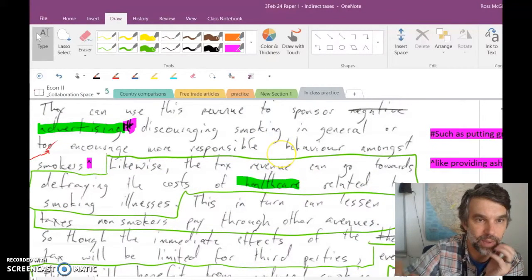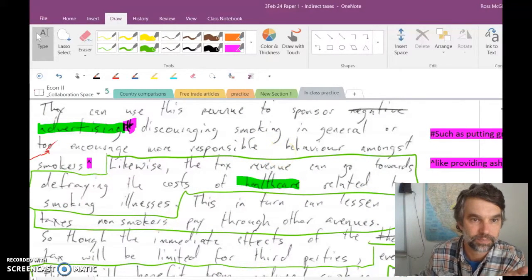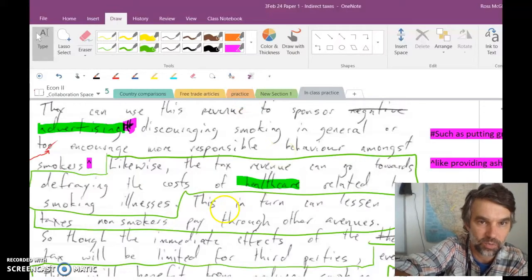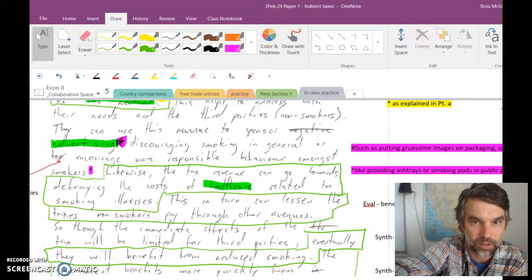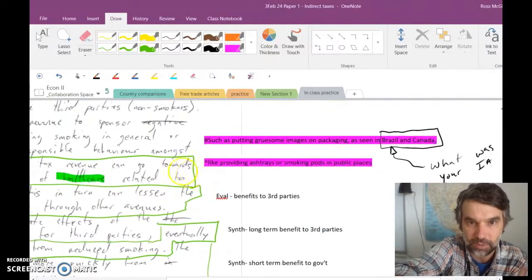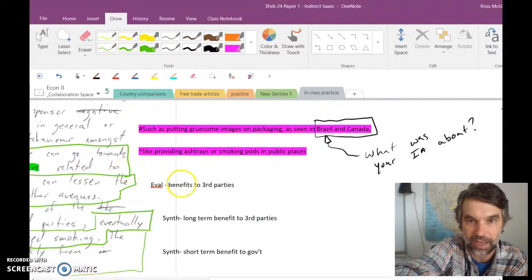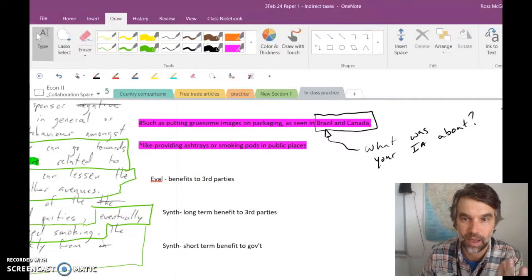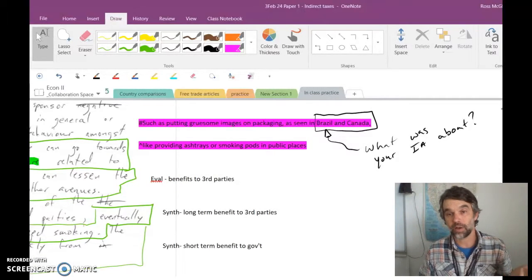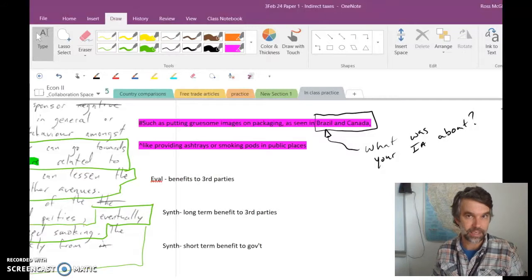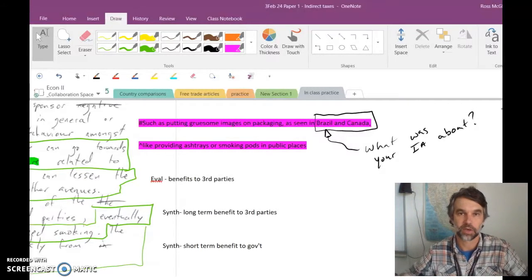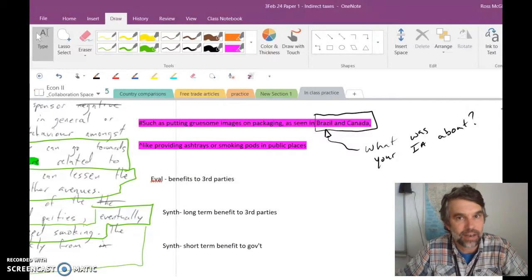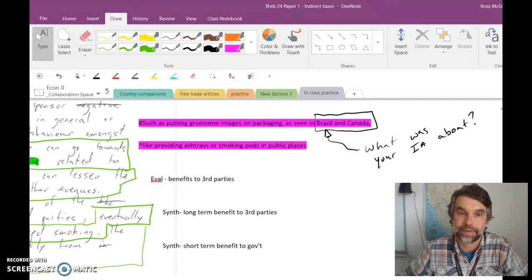it would have been very good for me to bring in some ideas that are specific. So they can use this revenue, I'm talking about the tax revenue from the indirect tax, to sponsor advertising, such as putting gruesome images on packaging as seen in Brazil and Canada. And I know a lot of you wrote your IAs about a similar idea. I didn't know Brazil. I was talking to another student that said that. But I knew in Canada they did that. And it would have been very good for me to have said that, but I didn't.